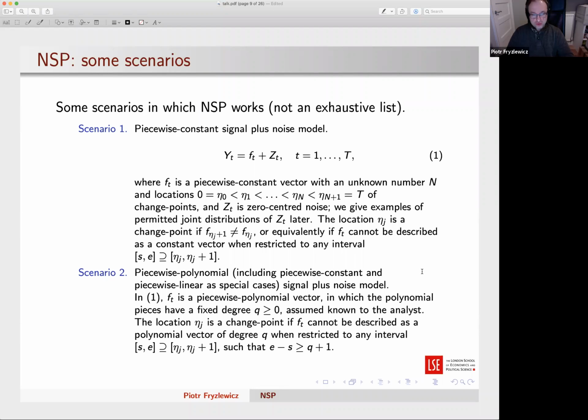Scenario 2 is also like this, but now f is piecewise polynomial. So it can be piecewise constant, can be piecewise linear with continuity or not. It can be piecewise quadratic with continuity or not, etc. And I'll be assuming that the degree is known to the analyst, but I'll tell you also later what happens if I don't know the degree. That's scenario 2.